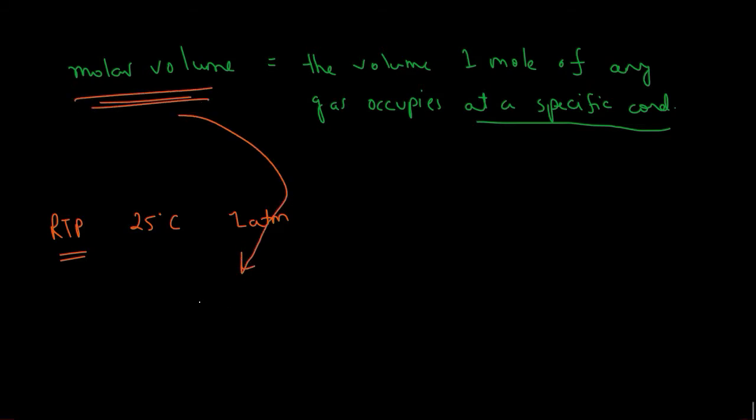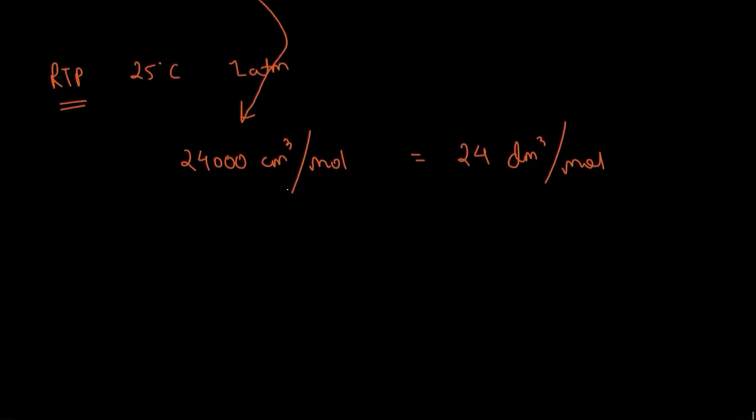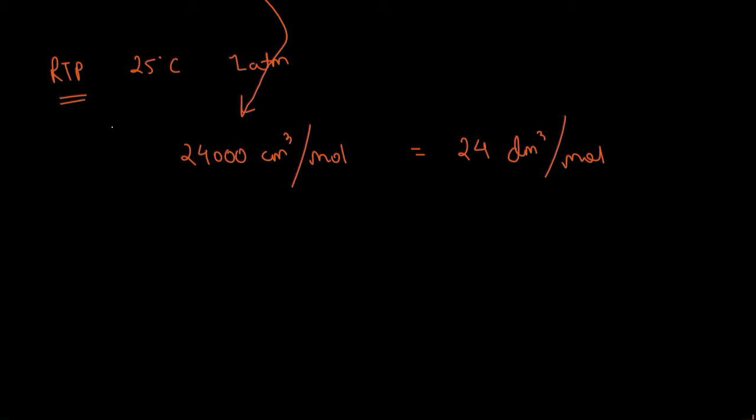This is 24,000 cm cube per mole of gas. So if you do the unit conversion, this can be written as 24 dm cube per mole of that gas. So this is strictly at 25 degrees Celsius and 1 atm. This value only works at these conditions. So if you go to a different value, these values are going to change.